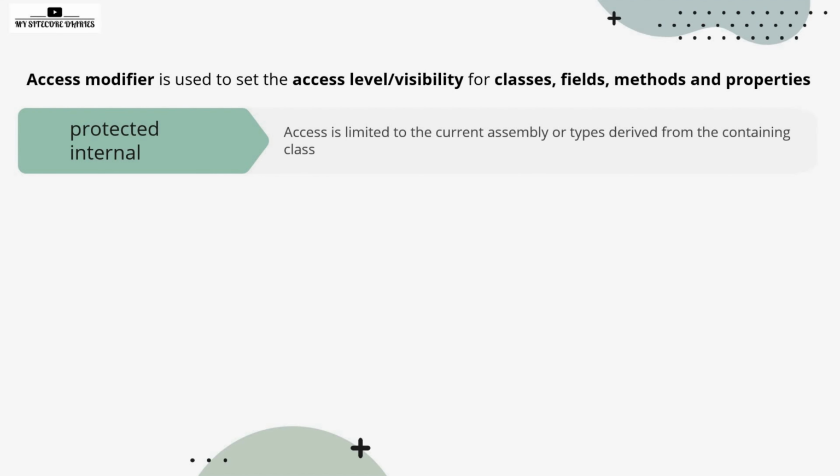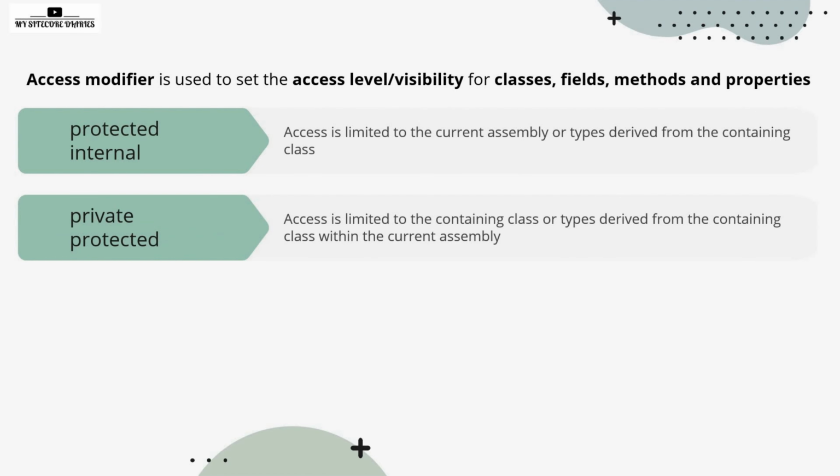Protected internal: access is limited to the current assembly or types derived from the containing class. So that class can be accessible within the assembly, within the DLL, and also by the derived types derived from the containing class. Private protected: access is limited to the containing class or types derived from the containing class within the current assembly.